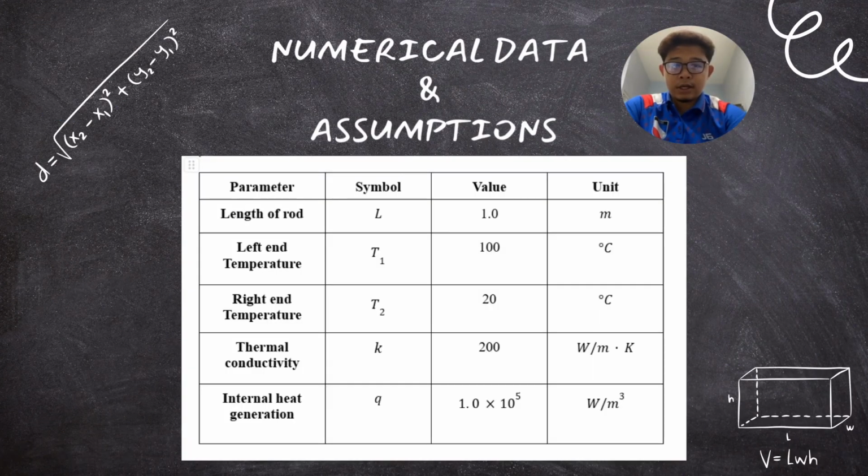Okay, so the next slide is about numerical data and assumptions. This slide shows the numerical data used in our analysis. The rod length is 1 meter with the left end at 100 degrees Celsius and the right end at 20 degrees Celsius, which creates heat flow along the rod. The thermal conductivity is assumed to be 200 watts per meter Kelvin, representing a typical metallic material. For the Poisson equation case, internal heat generation is included to represent a heat producing component. This value allows us to study realistic steady state heat conduction.